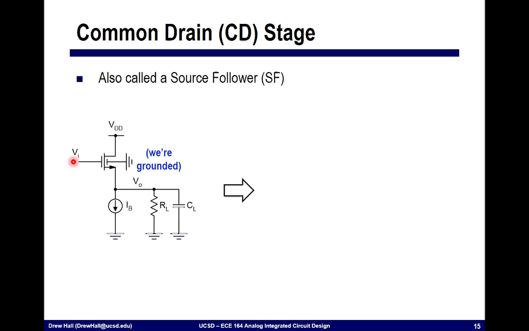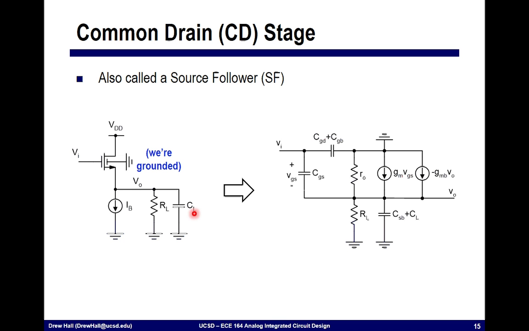Our input is coming in the gate. Down at the source, rather, we're biasing this transistor with a current source IB. We have some load RL in parallel with CL. Okay. So in order to analyze this circuit, same procedure we've followed quite a few times now, we're going to replace this with the small signal model. I've done so here, and I've done some simplifications. Namely, the gate to drain capacitance, that is CGD here, and CDB, they're both in parallel, and they're both connected between this input node and ground.